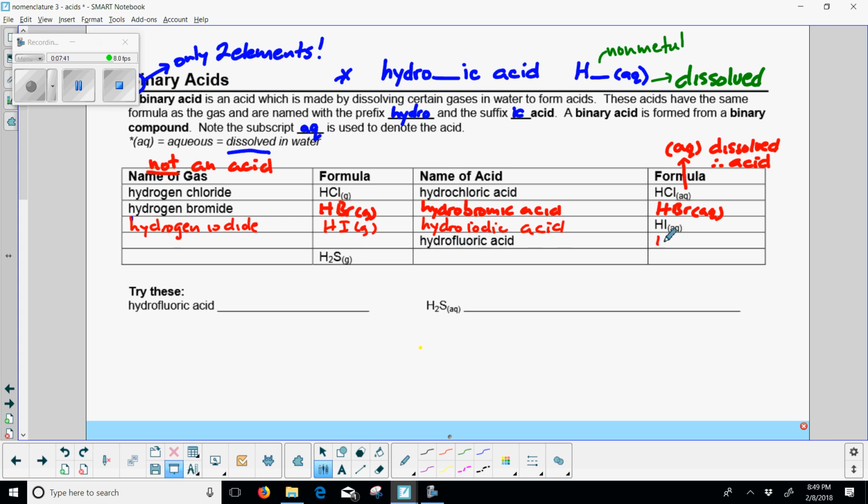Hydrofluoric acid would be HF. Remember the AQ at the end, that must be there to indicate it's an acid. Here's my hydrogen fluoride gas. And then over here we've got hydrogen sulfide. And it's going to be dissolved in water to give you hydrosulfuric acid. And this is going to give you H2S AQ. Okay. So I'm just going to add in a couple of last minute details here, but overall, this is the format for binary acids.